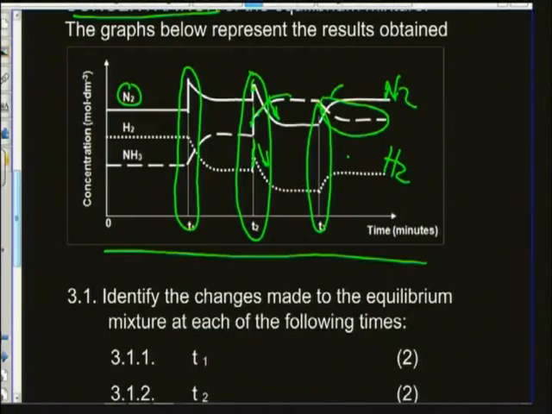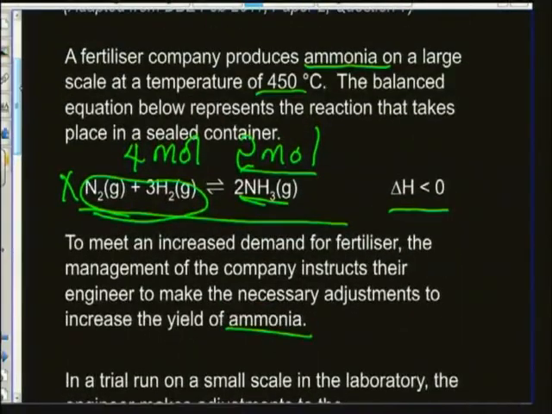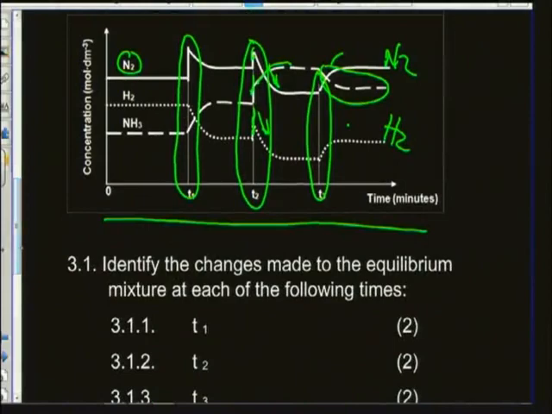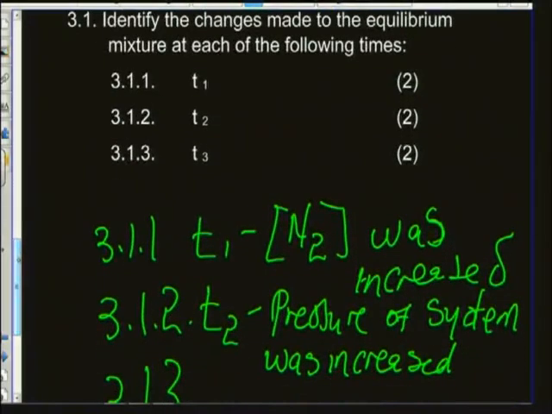Now, if you look at it, it means that if we change the temperature, in this case, because our forward reaction is exothermic, what the engineers may have done is that they may have increased the temperature. Look at it. The forward reaction here is exothermic. It means that our reverse reaction is what? Is endothermic. By increasing the temperature, we favor the endothermic reaction, which is our reverse reaction.